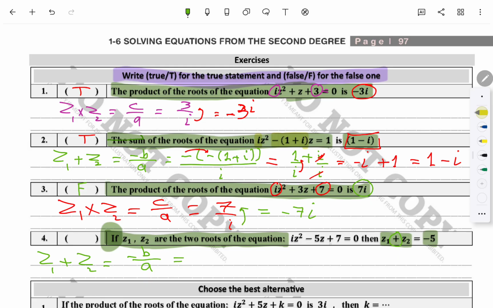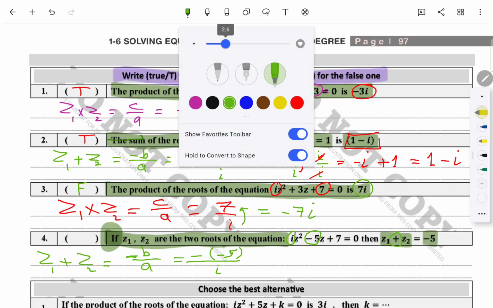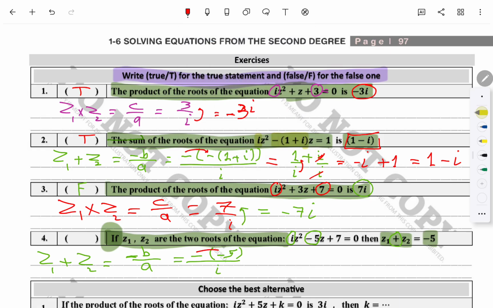So b is going to be negative 5, which is the coefficient of z, and a is going to be the coefficient of z squared. Divide them to each other, but be sure about the negative from the formula and negative from the b, all divided by i. Negative by negative will be changed to positive, and you can get 5 over i. Take this i from down to up and change the sign to be negative 5i.